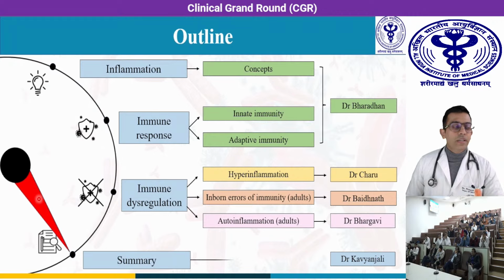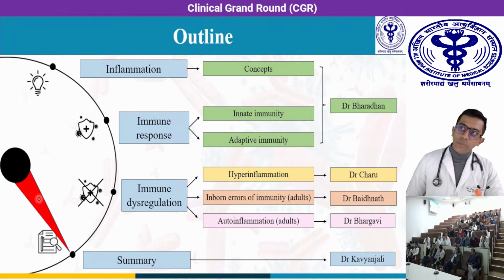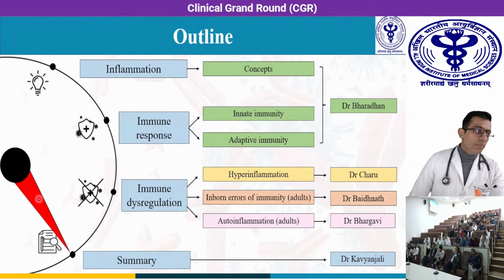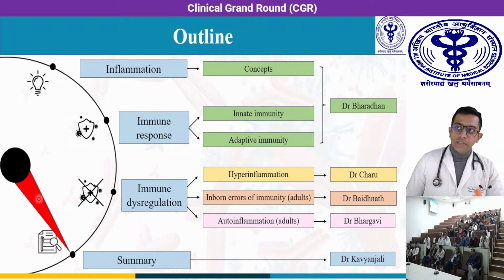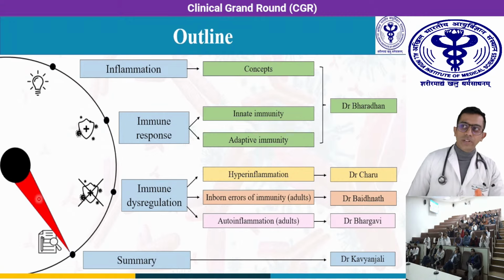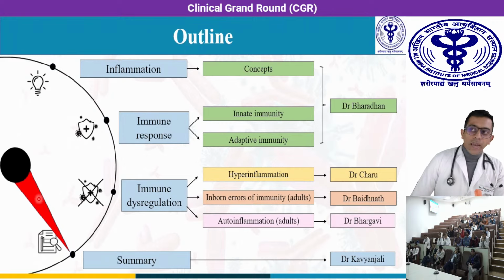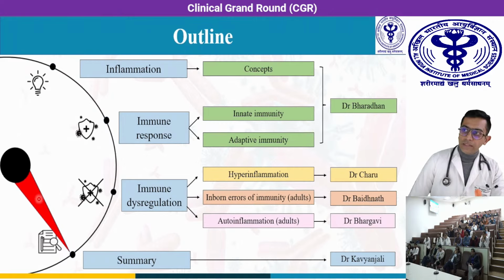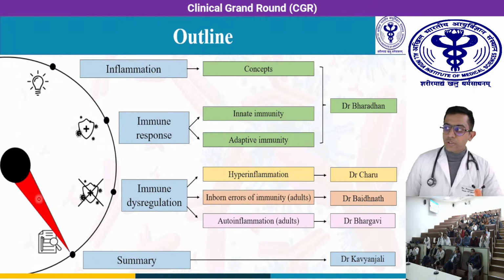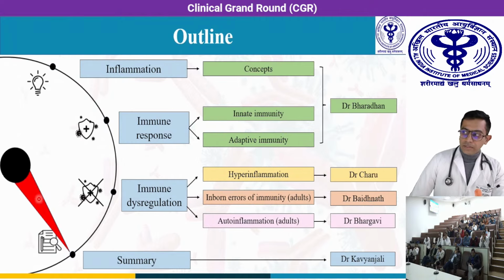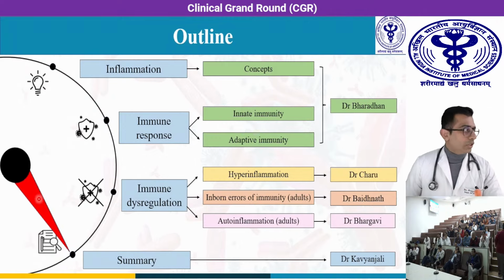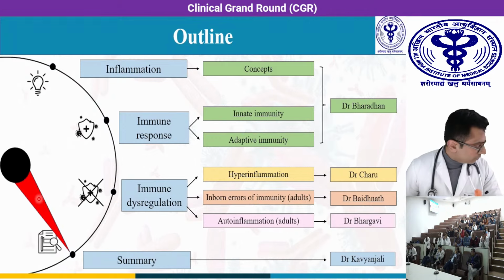So this will be done under various headings. Dr. Bharadhan will introduce the topic and deal with the basics of immune response. Then that will be followed by disorders of immune dysregulation. Hyperinflammation will be presented by Dr. Charu, inborn errors of immunity by Dr. Badnath, and autoinflammation in adults by Dr. Bhargavi. Finally, the summary will be given by Dr. Kavyanjali. So over to Dr. Bharadhan.